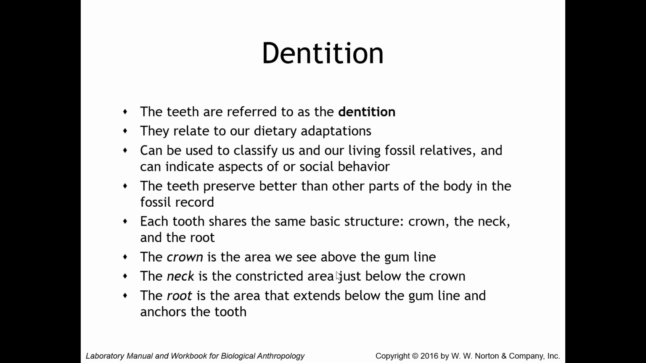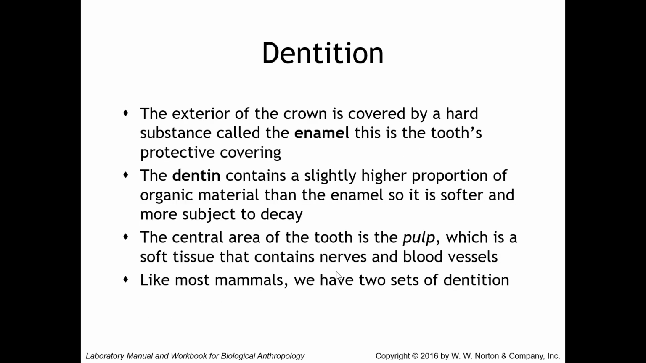The crown is the area that we see above the gum line. The neck is a constricted area just below the crown. And then the root is the area that extends below the gum line and will anchor the tooth into our mandible. The exterior of the crown is covered by a hard substance called the enamel. And this is the tooth's protective covering. Underneath that is a layer of dentin, right underneath the enamel.